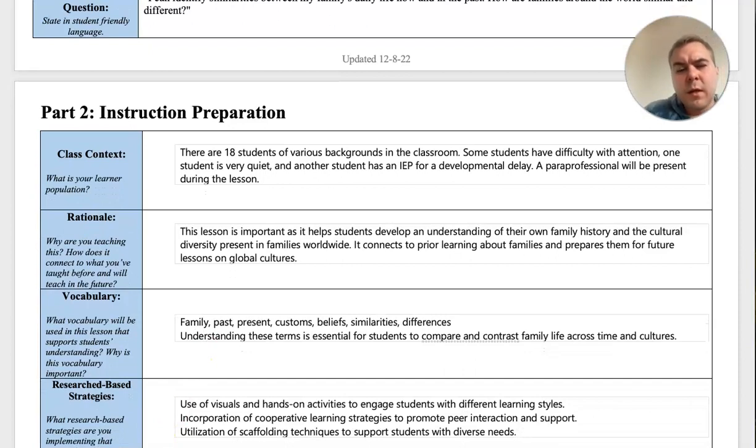Part 2, instruction preparation. The context of my classroom: there are 18 students of various backgrounds in the classroom. Some students have difficulty with attention, one student is very quiet, and another student has an IEP for developmental delay. A paraprofessional will be present during the lesson.